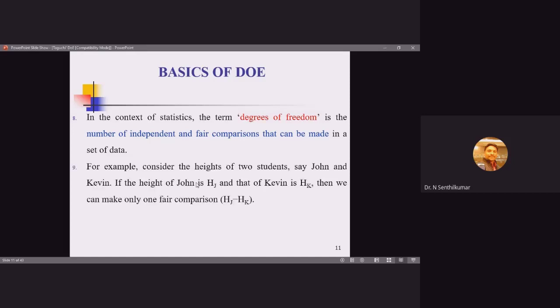So this is an example. I am going to consider 2 students, John and Kevin. So I am going to compare the height. So height of John is set 1. For example, consider this as set 1. Height of Kevin is set 2. Between these 2 sets or these 2 persons, we will be considering only one fair comparison. Only one fair comparison. So the degrees of freedom associated with them is 2 minus 1, which is equal to 1. Right?